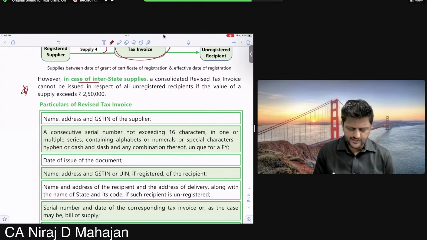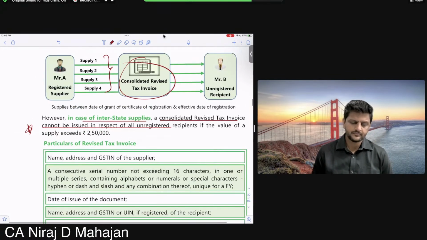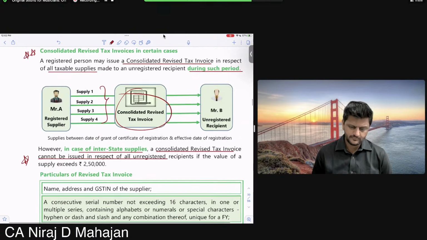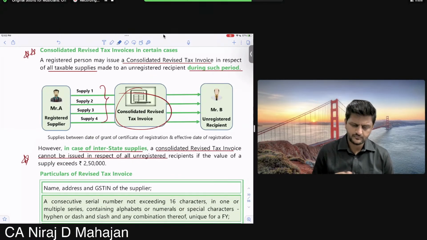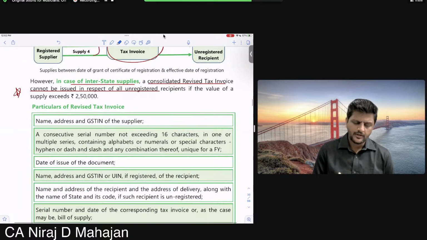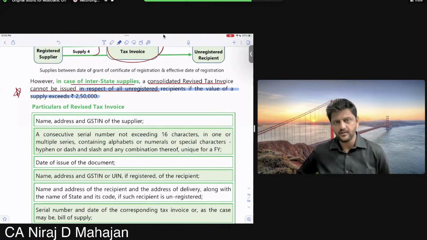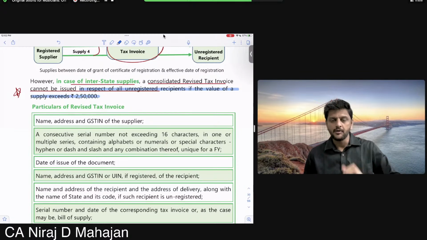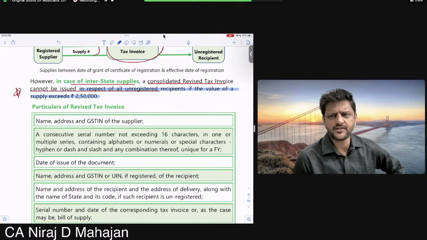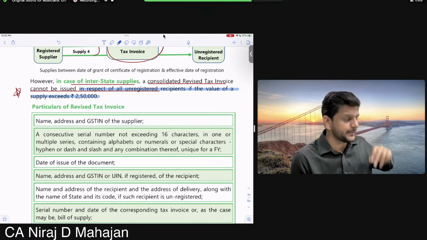However, in case of interstate supplies, a consolidated revised tax invoice cannot be issued in respect of all URD recipients, if the value of a supply exceeds 2,50,000. Important. Whether the recipient is registered or unregistered, RD or URD.